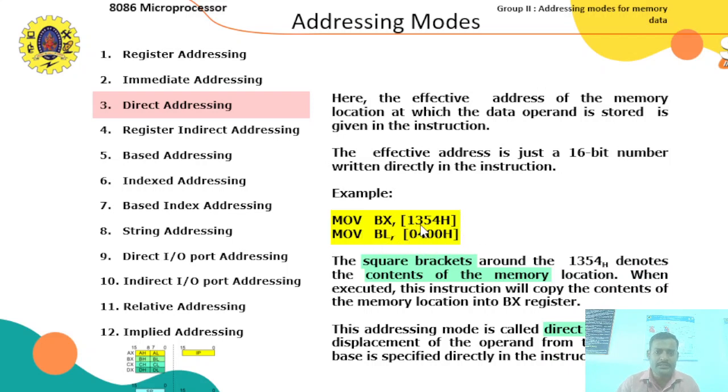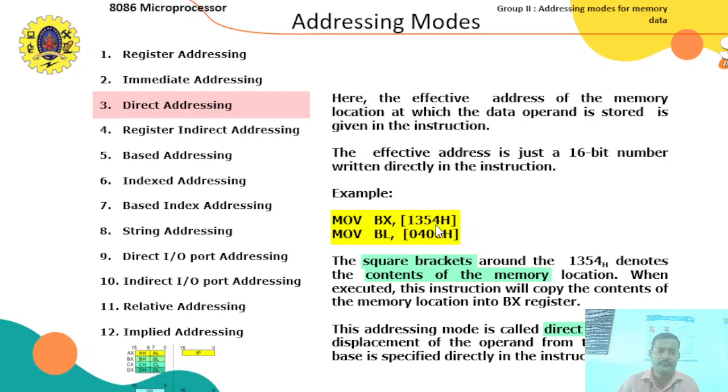1354h. The h indicates hexadecimal, the actual value is 1354. This is a 16-bit value. This value will be considered as an address. The content present in this address will be moved to the BX register. BX is a 16-bit register, so you need to consider two locations, 1354 and 1355. The content of these two locations will be moved to the BX register.